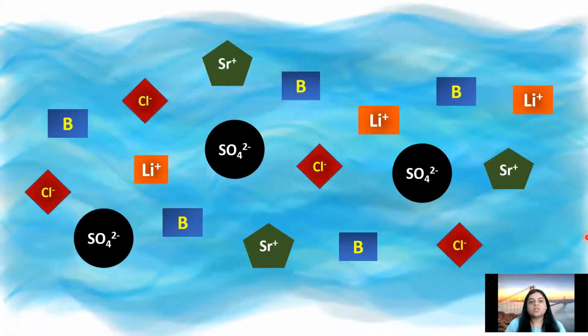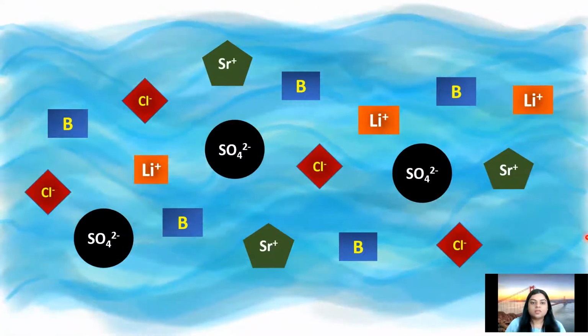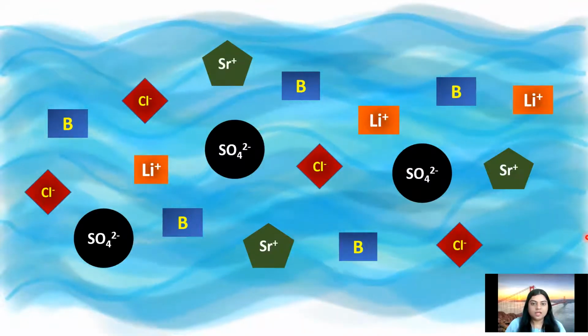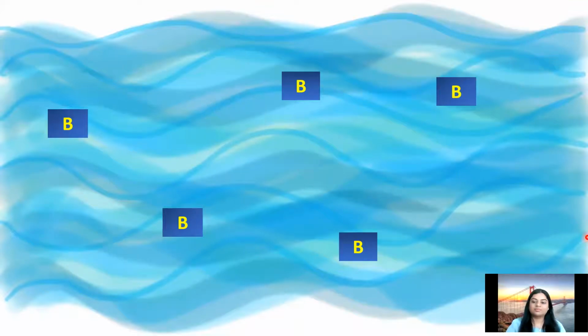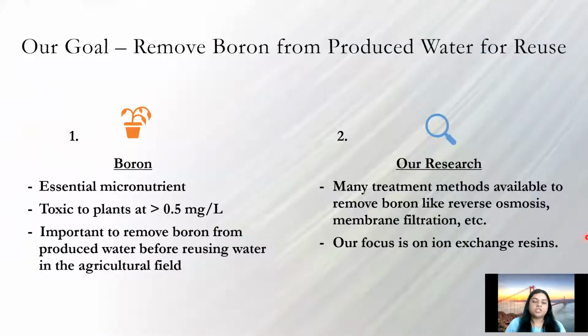Along with this natural gas, we get produced water that has high concentrations of salts and metals, and our target is to remove boron from this produced water. You would wonder why specifically boron? Well, even though boron is an essential micronutrient, it can be toxic to plants above 0.5 milligrams per liter. Since produced water has high concentrations of boron, it is important to remove boron from produced water before reusing it in agricultural fields. Here's where our research comes in.